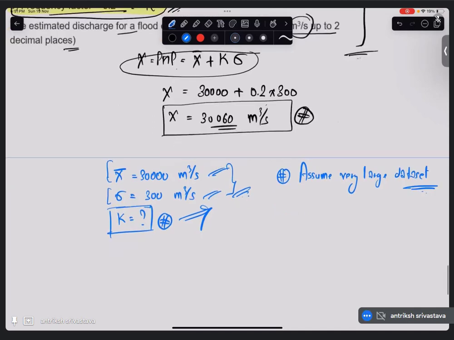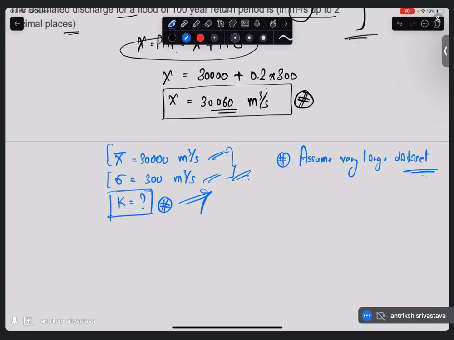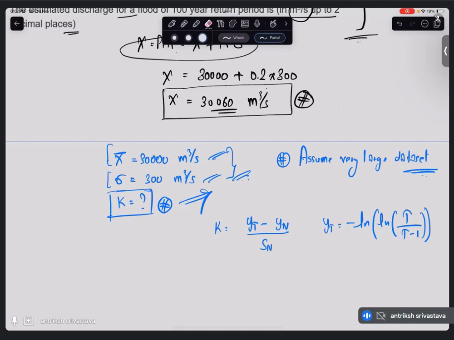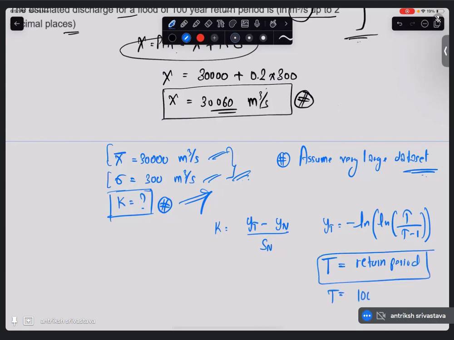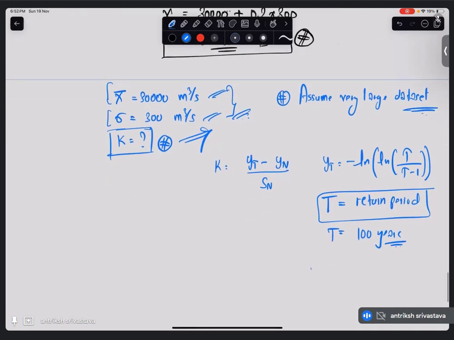All right, so then let's calculate the value of K. K is calculated from Yt minus Yn by Sn, and Yt is nothing but minus of ln of T by T minus 1. T is nothing but the return period, which is given to us in this question as 100 years. So what will be the value of Yt? Can you calculate? 4.6, sir. Okay, let me also calculate: 100 divided by 99, then we take ln of that, and minus. Very good. So this is 4.6.